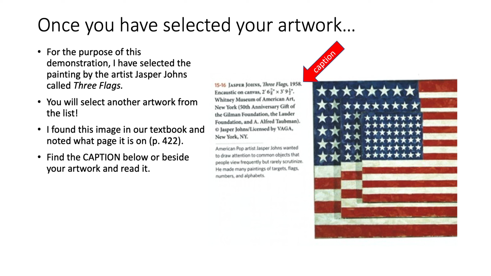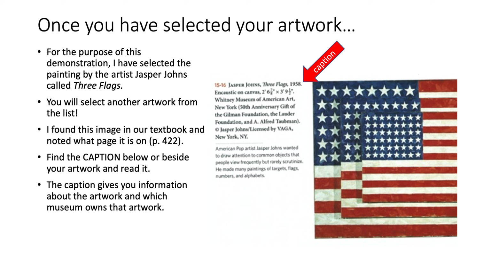And I'm going to find the caption, which is below or beside the artwork. And so there you can see it, and I'm going to read it. Jasper Johns, Three Flags, 1958, encaustic on canvas, 2 feet 6 7/8 inches by 3 feet 9 1/2 inch, and the Whitney Museum of American Art. Now, it lists some other stuff. I'm not so concerned about that. I mostly want to know who the artist is, what the artwork is called, the year it was made, what it's made of, encaustic on canvas, and how big it is.